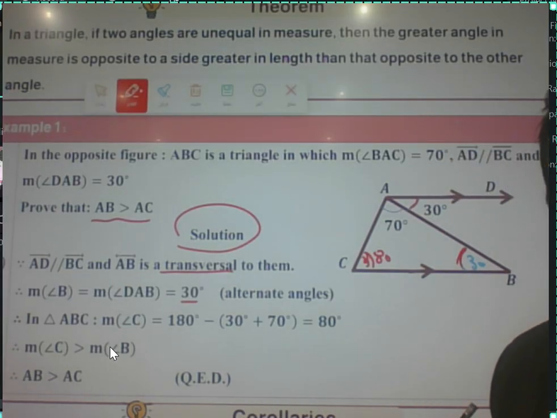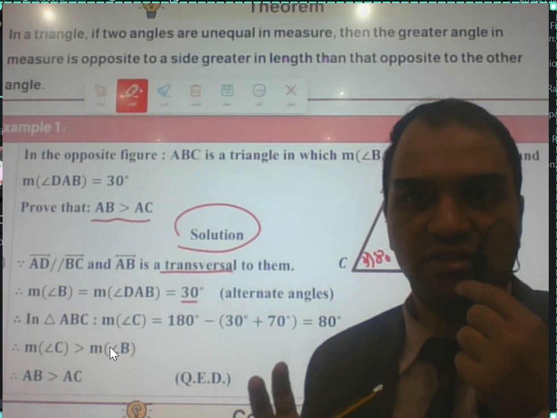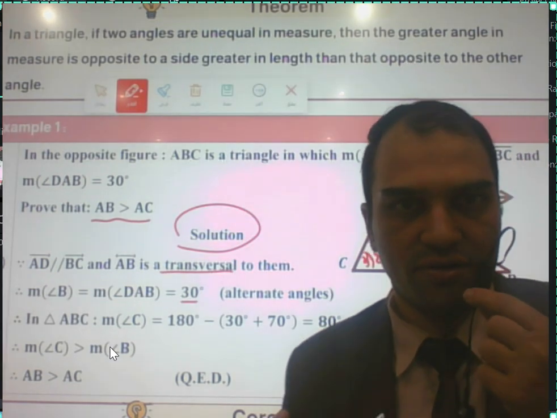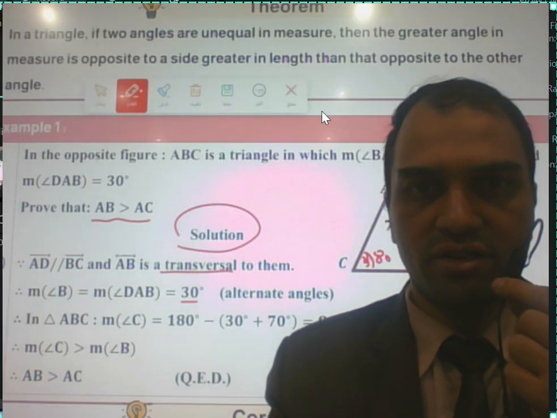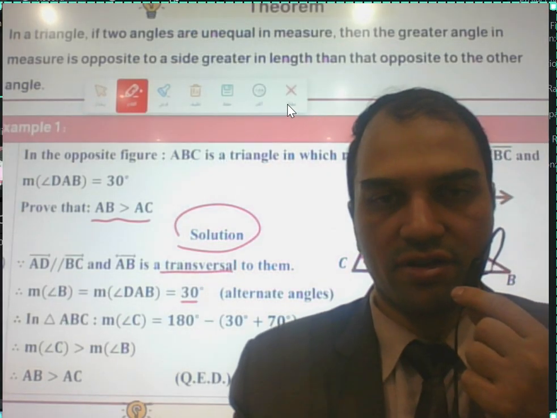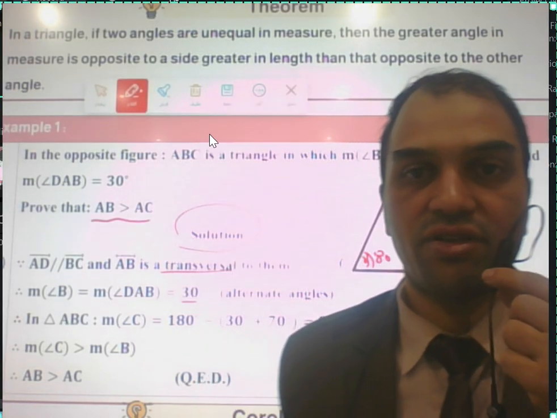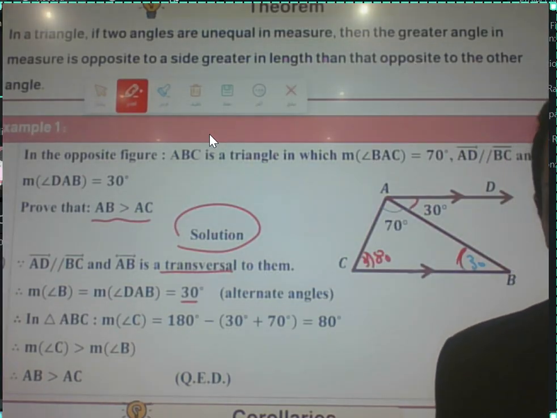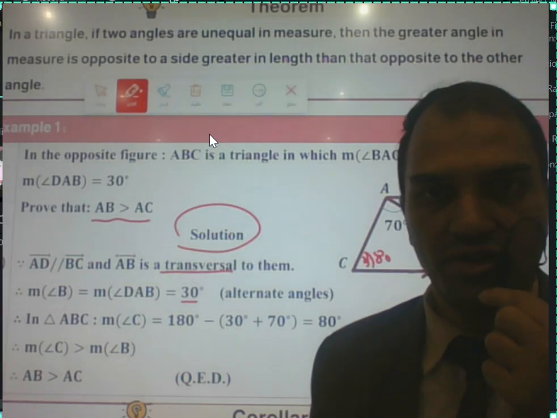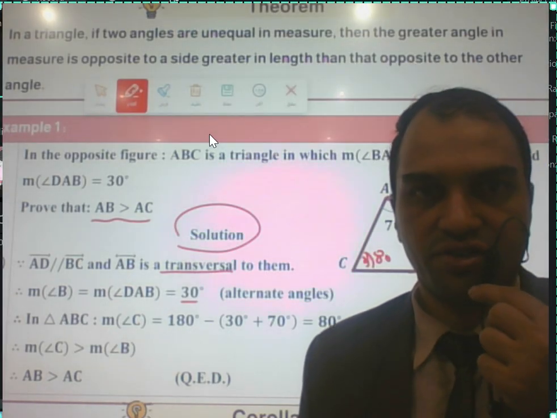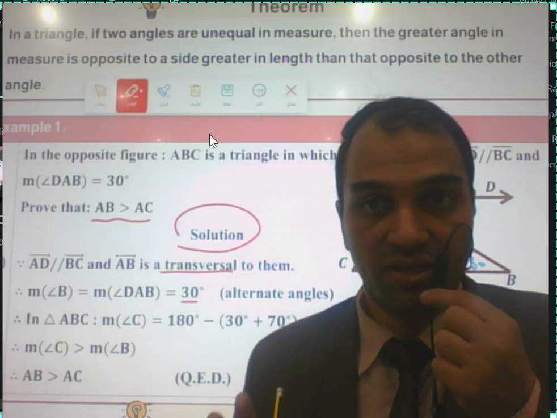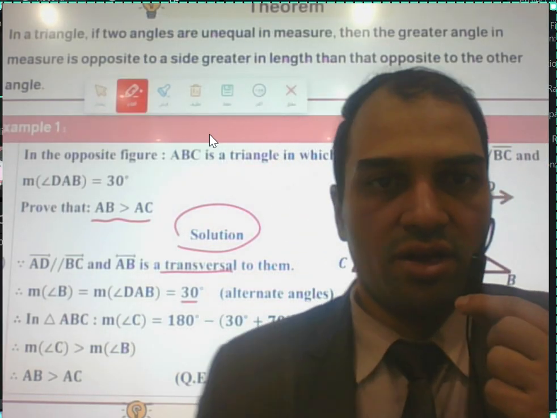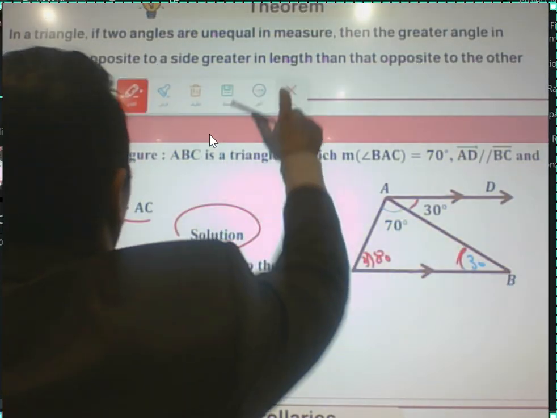In any triangle, if two angles are unequal in measure, then the greater angle in measure is opposite to the side greater in length than the side opposite to the other angle. We have this relation. You must know this theorem, okay? In a triangle, if two angles are unequal in measure, then the greater angle is opposite to the greater side. Okay, my students, the theorem.